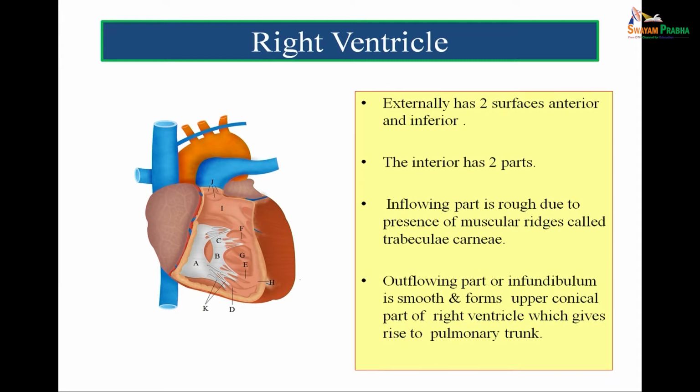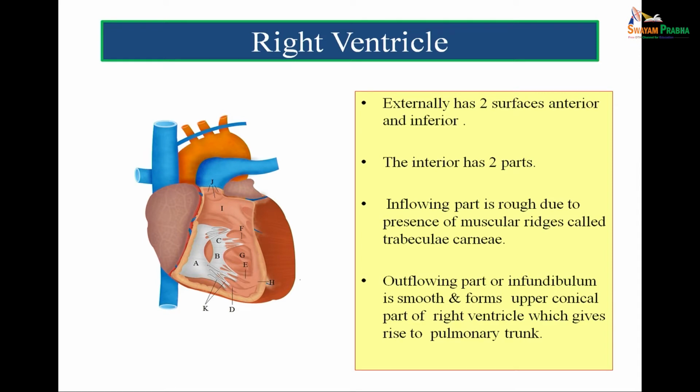It forms the upper conical part of the right ventricle, which gives rise to the pulmonary trunk, that is shown by I in the figure. A, B and C in the figure are showing the cusps of the tricuspid valve. They are the anterior cusp A, B is the posterior cusp, and C is the septal cusp, while D, E and F are showing the papillary muscles or the trabeculae carneae. So, D is the anterior papillary muscle, E is the posterior papillary muscle, and F is the septal papillary muscle.